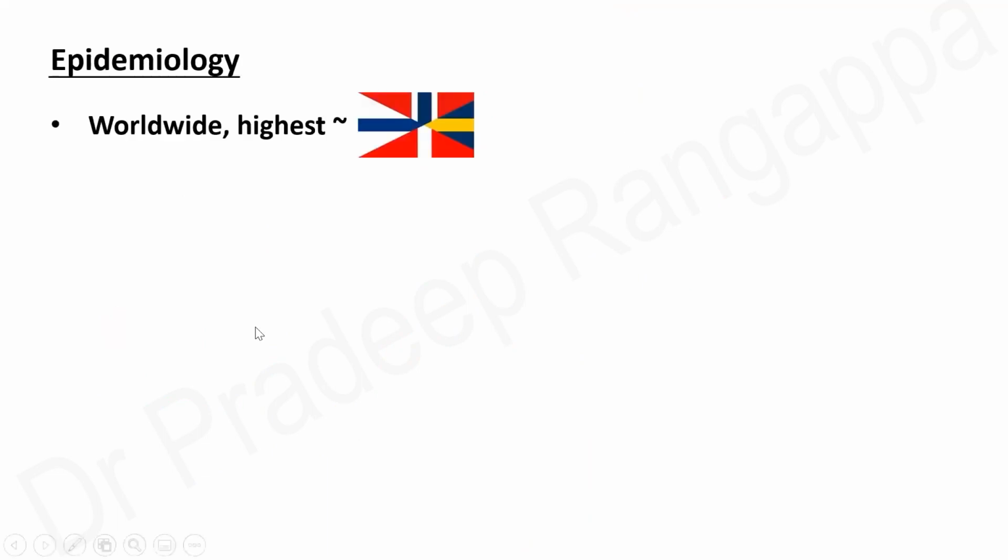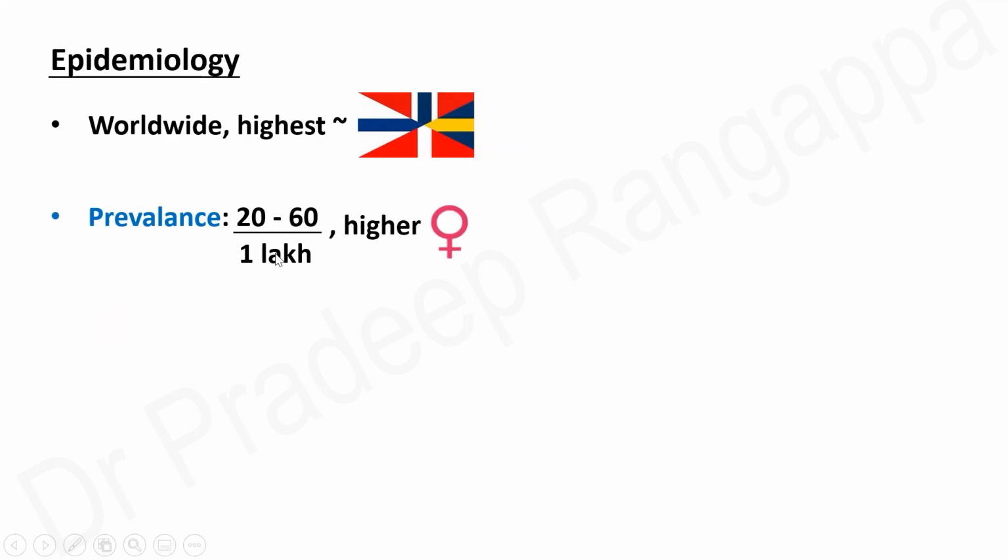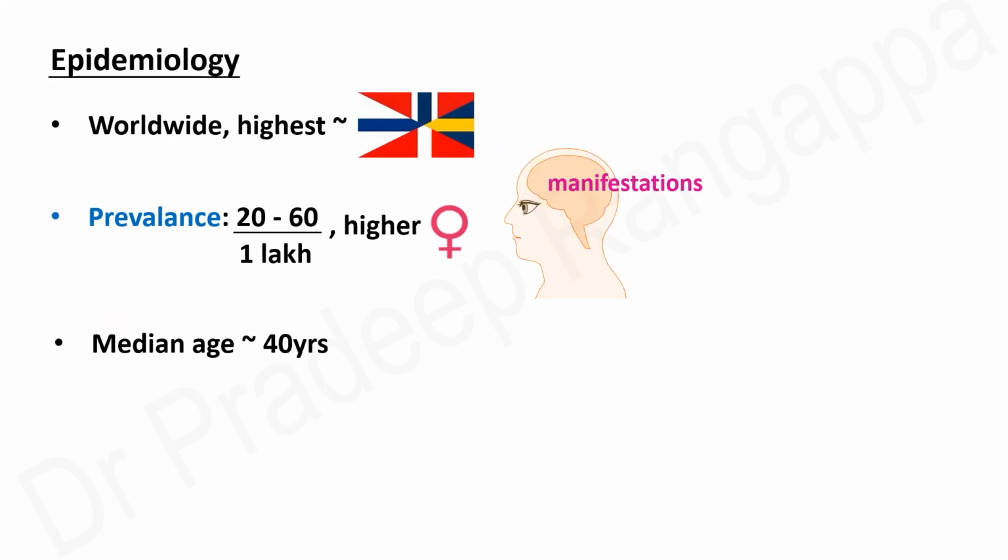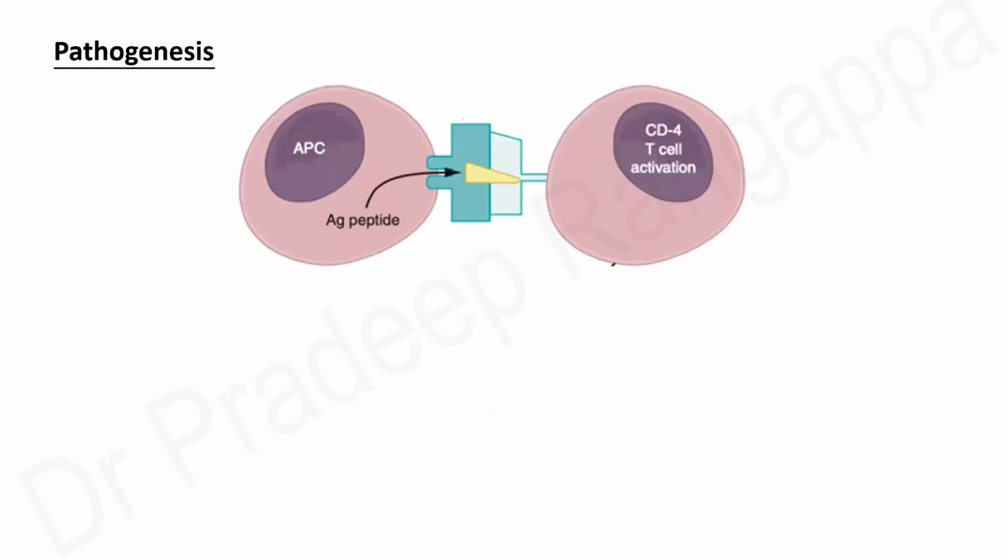With regards to epidemiology, it is present worldwide. The highest occurrence is found in Nordic countries, Sweden, Norway, Finland. The prevalence is 20 to 60 per 1 lakh population. It is a little higher in the female population, and in females the neurological and eye manifestations seem a little more common. The median age of the disease is 40 years and it has two peaks: the first around 40 years and a second peak at around 65 years. This is in brief the epidemiology.